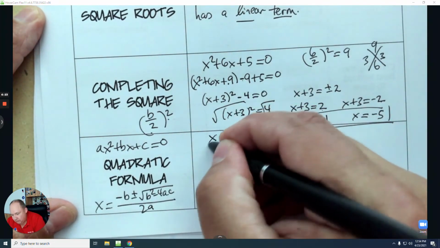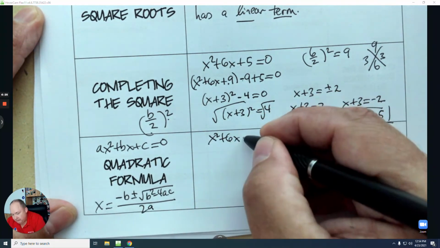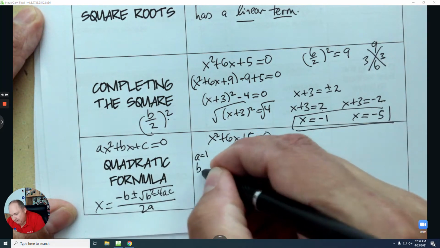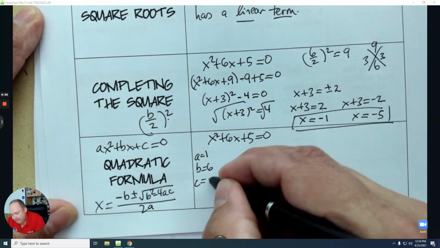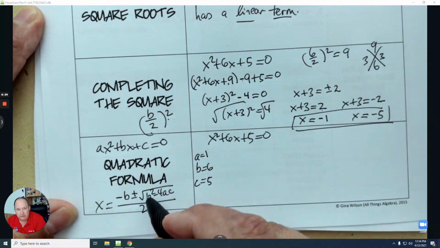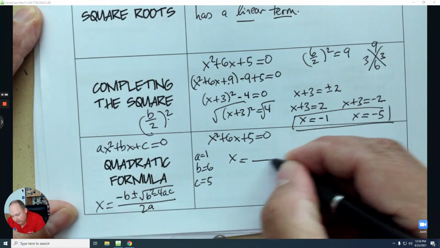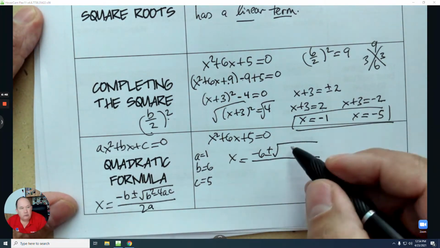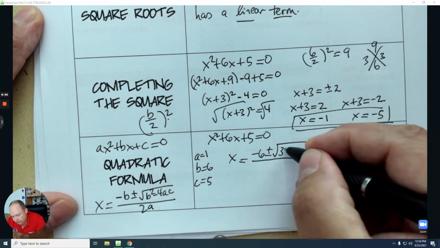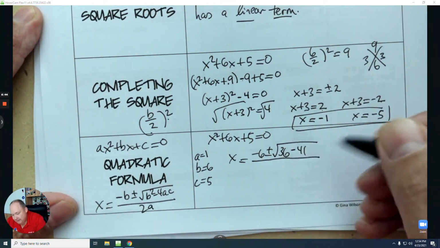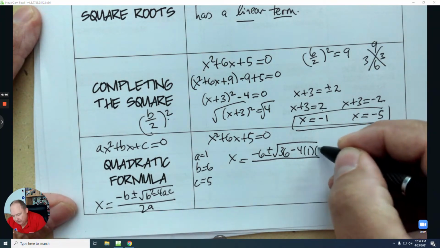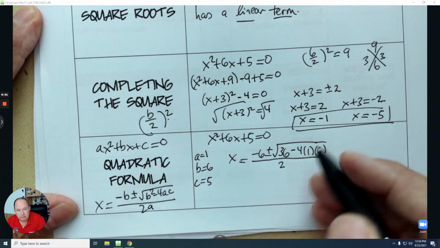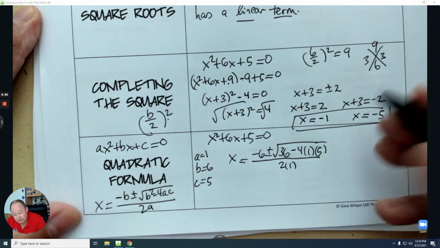So again, the equation was x squared plus 6x plus 5 equals 0. A is 1, b is 6, c is 5. We're going to use these values in this formula. So again, the formula is negative b plus or minus the square root of b squared. So 6 squared is 36. Subtract 4 times a times c all over 2a. So 2 times 1. And now I'm going to simplify that.